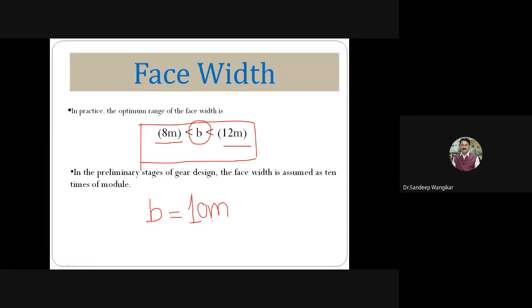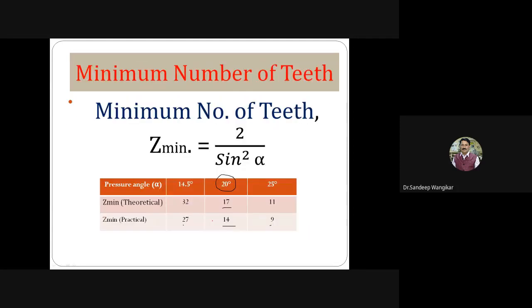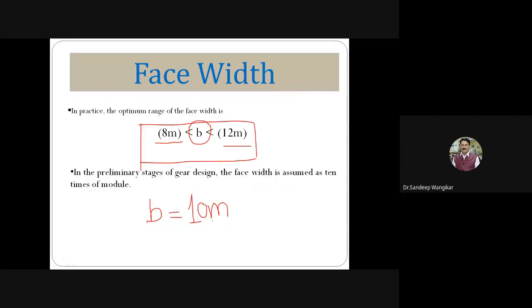So I request you to note down the formulas wherever required. So the last case also, you can write that minimum number of teeth, Z minimum, is equal to 2 divided by sine square alpha. And again this face width B is equal to 10 times of module.